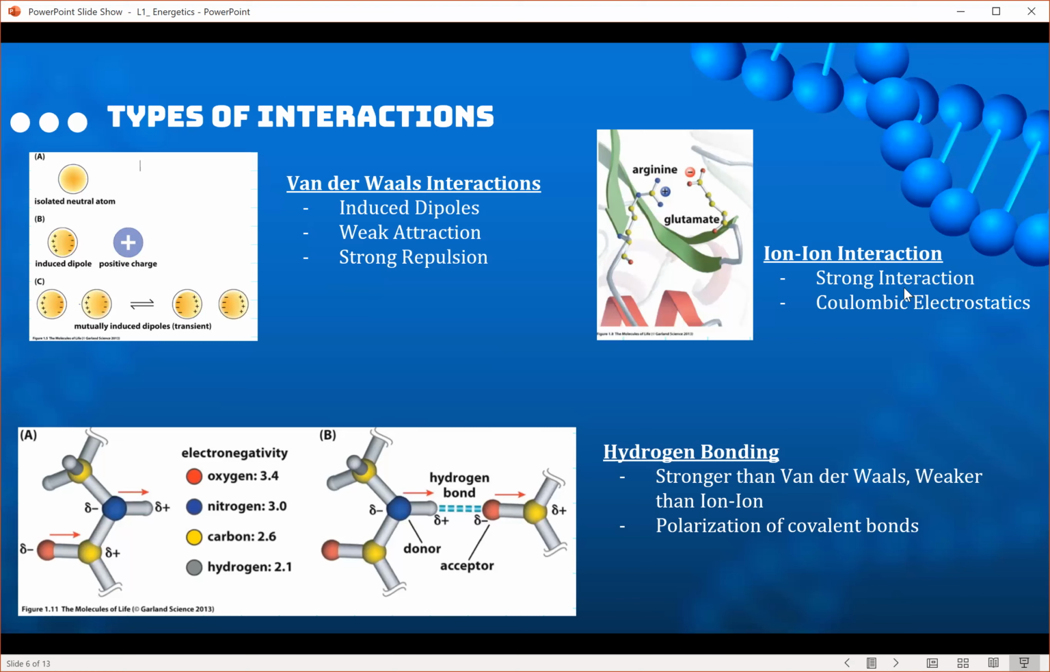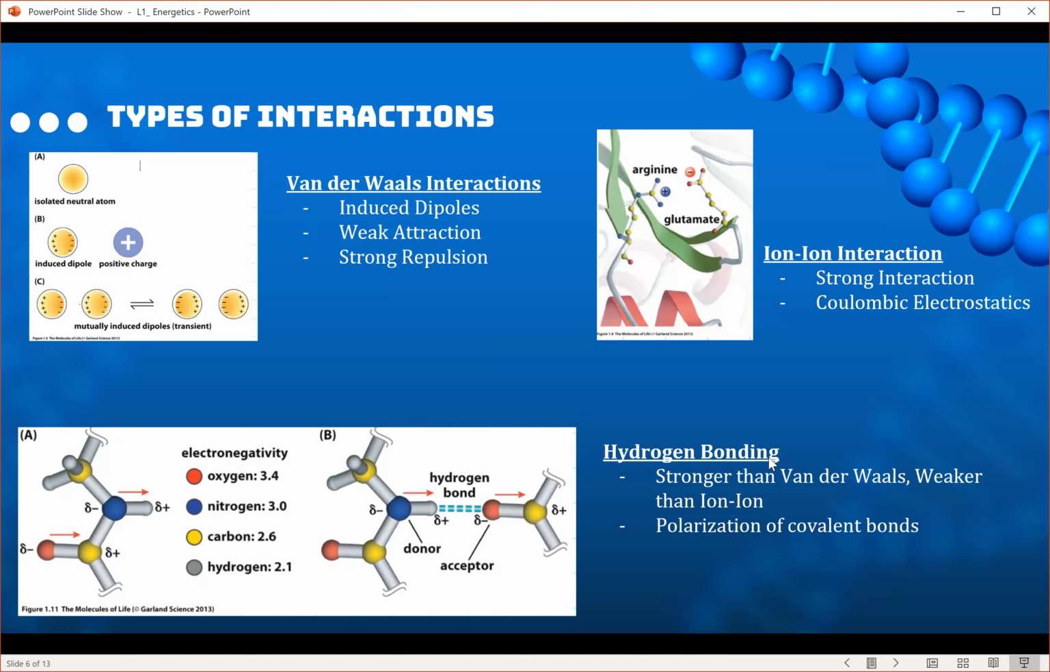Another interaction is ion-ion interactions, which, as it states, is due to a strong interaction in Coulombic electrostatics. If you remember from physics or from general chemistry, you know that Coulomb's law tells us the strength of attraction between two oppositely charged molecules based on their distance. And here we see the molecules of arginine and glutamate, which are two amino acid residues interacting due to their opposite charges. And these are strong interactions. We'll see this more and more in protein structure.